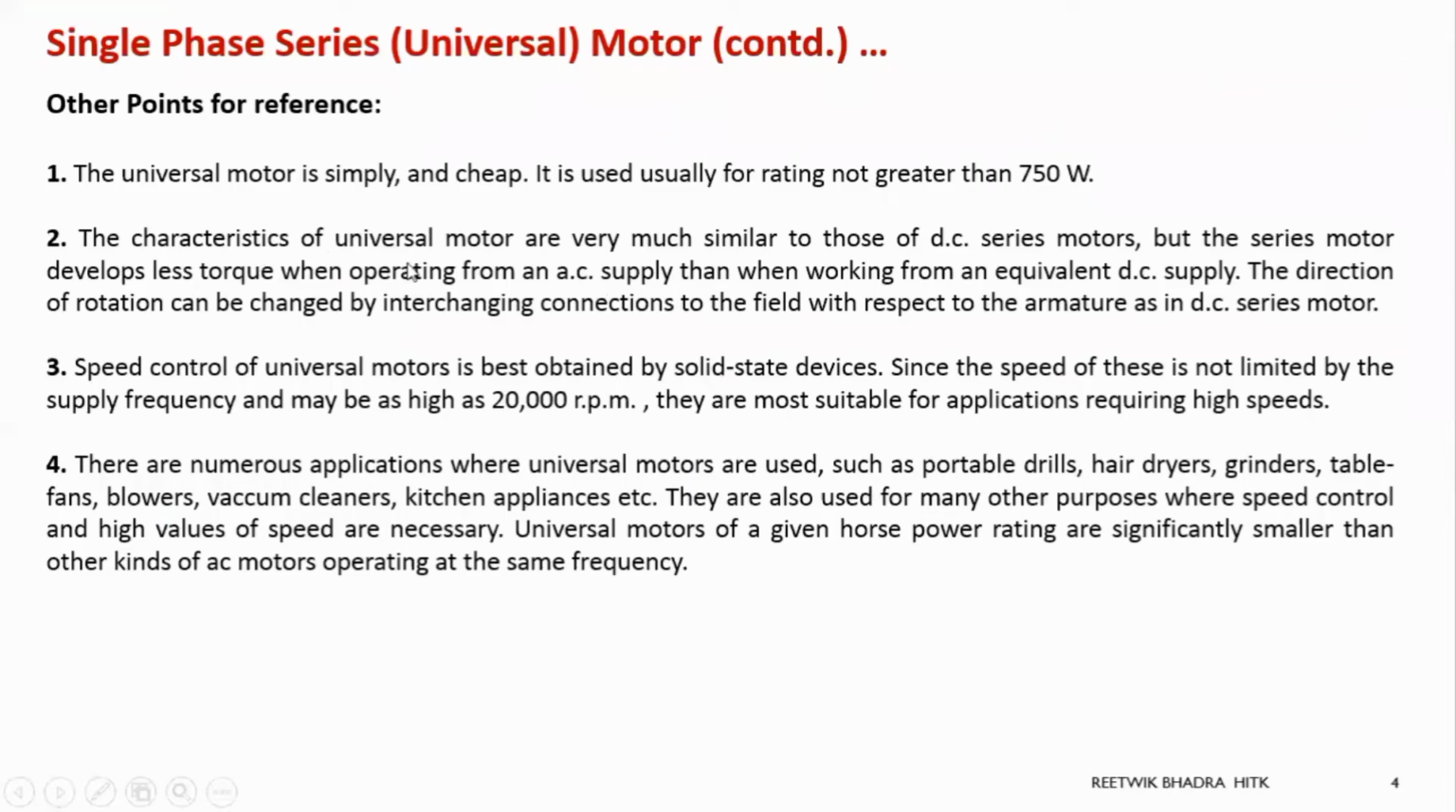So that's what is written in the second point. The characteristic is similar to a DC series motor, but the series motor develops less torque when applied on an AC supply compared to an equivalent DC supply. These motors are very small motors and they have a very high speed of around 20,000 rpm.